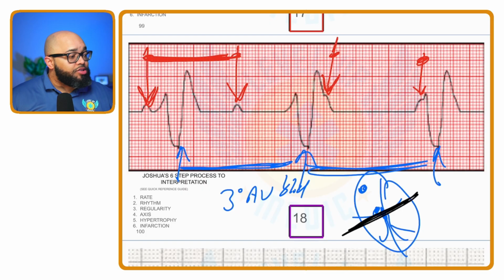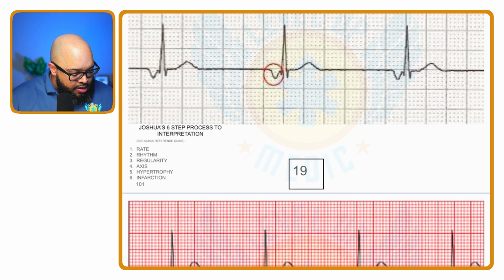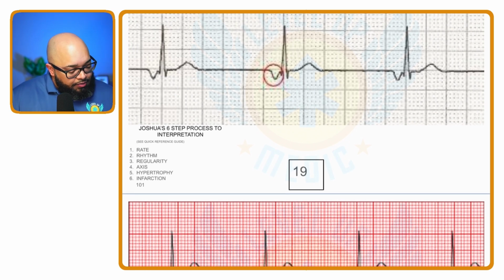So cardiac output starts to suffer there. So this is a condition for immediate pacing, and then go ahead and prep the patient for pacemaker. Okay, that's number 18. Let's go to 19.